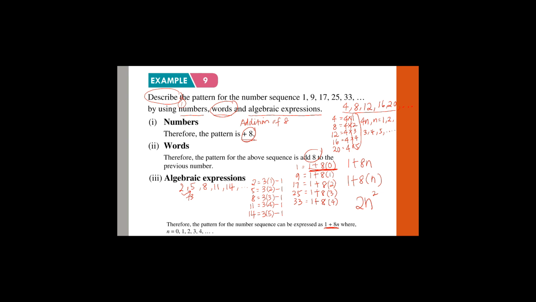Okay, so for this pattern here, the number sequence here, the algebraic expression is 3 what? 3n minus 1. Very good. 3n minus 1 with the condition of n is equal to 1, 2, 3, 4, 5, and dot, dot, dot.